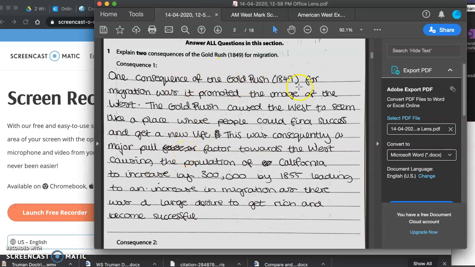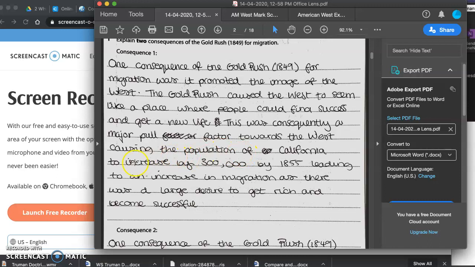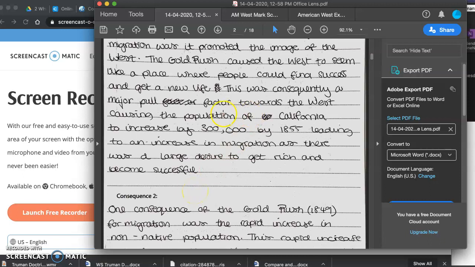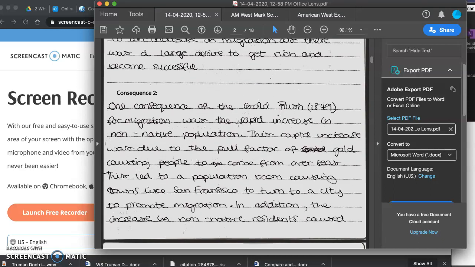One consequence of the gold rush for migration was it promoted the image of the West. Great, yeah. The gold rush caused the West to seem like a place where people could find success and get a new life. This was consequently a major pull factor to the West, causing the population of California to increase. Brilliant. So here, the kind of language I'm using, causing, essentially meaning leading to an increase, etc. Very well explained. Lots of specific knowledge there, dates, events, and statistics, which makes that quite a tight answer. So good job there.